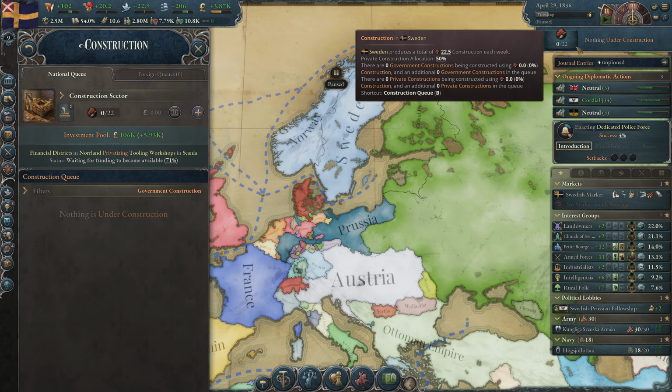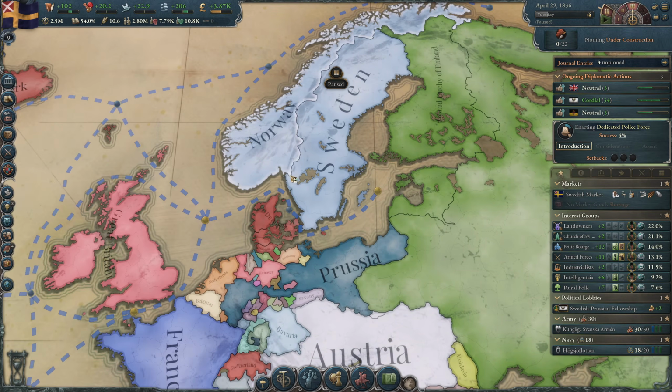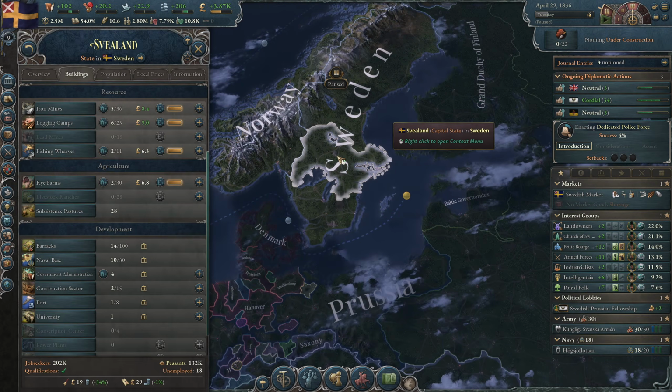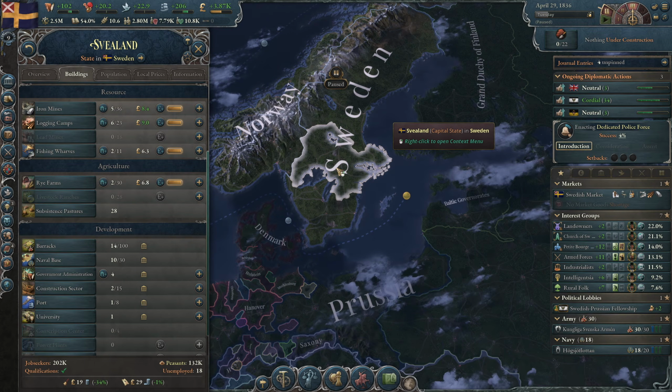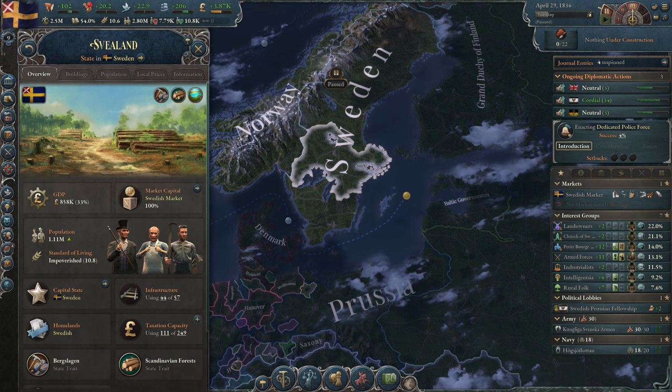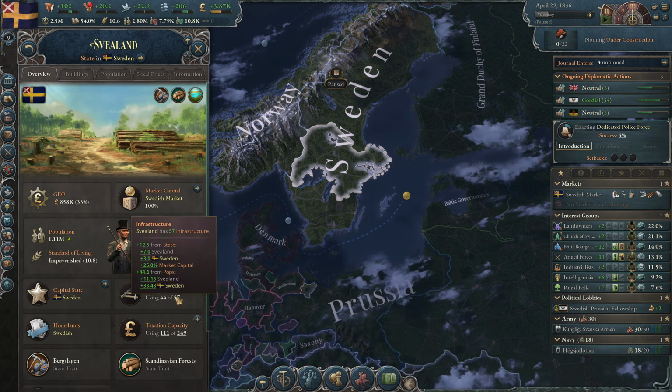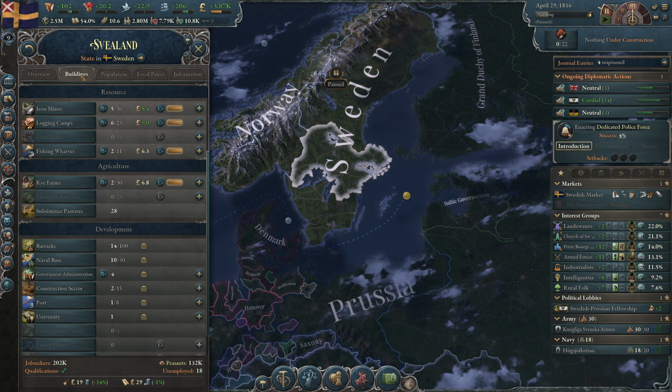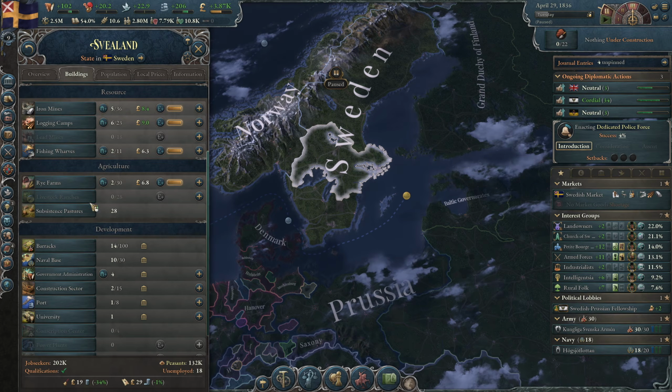We are not building anything right now. And now we need to start looking at what do we want to build in our countries. Now there are a couple of things we need to do. We want to get more infrastructure, which we need a steel mill for, and then a motor industries.